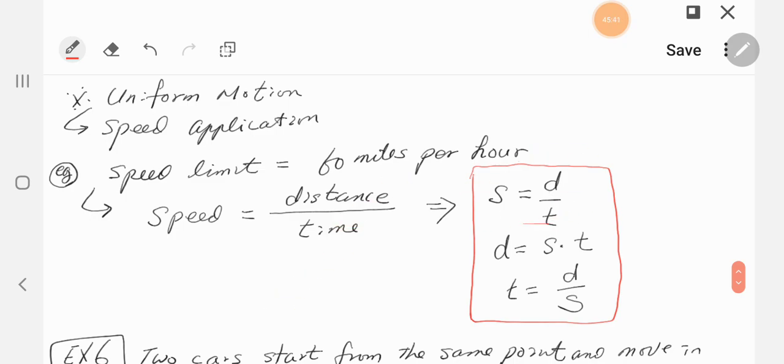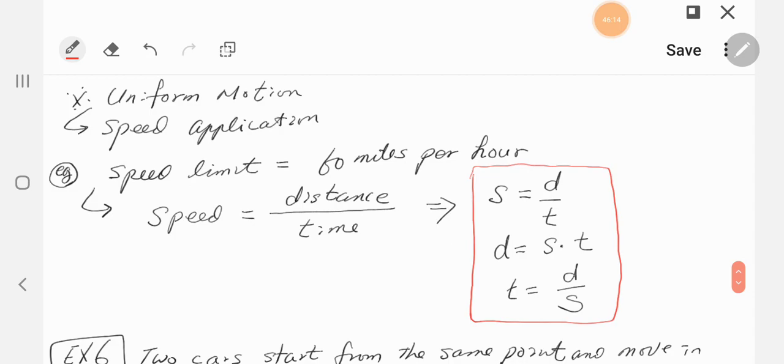So we can write an equation like this. The speed is equal to distance over time. Then if we multiply both sides by t, the distance is st. From this equation, the time is distance over speed, dividing this equation by s. So we can have three different equations based on this speed application.